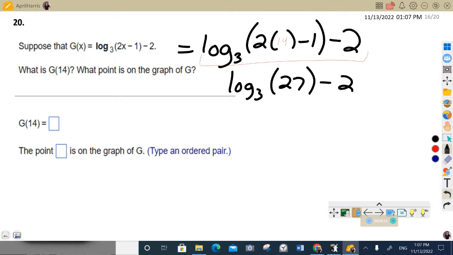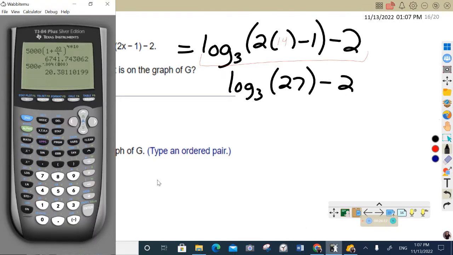If you were going to use the calculator to do log base 3, you hit alpha zoom. Just kidding, alpha window. I was right the first time. Number 5 is log base. So we have log base 3 of 2 times 14 minus 1, and then at the end we're going to have our minus 2. You can just type it all in just like you see it and you should get 1. And that is the answer.